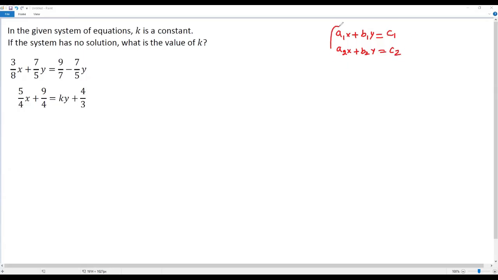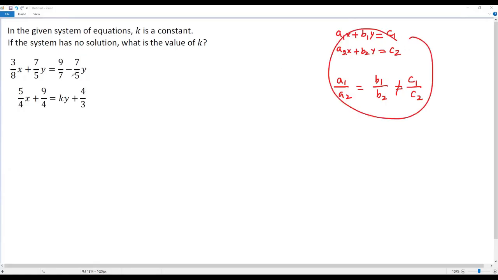Let me get the ratio of the coefficients of x, that is a1 over a2, and the ratio of the coefficients of y, b1 over b2, and the ratio of the constant terms, c1 over c2. If this system has no solution, then the ratio of the coefficients of x and the ratio of the coefficients of y will be equal, and these two ratios will not be equal to the ratio of the constant terms. Since the given system has no solution, we can apply what we have discussed here to the given system.